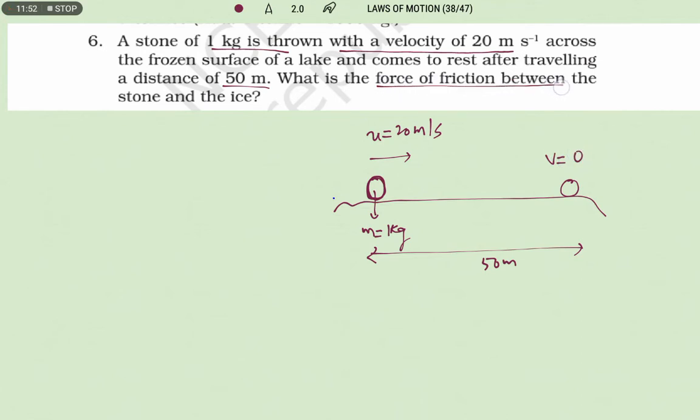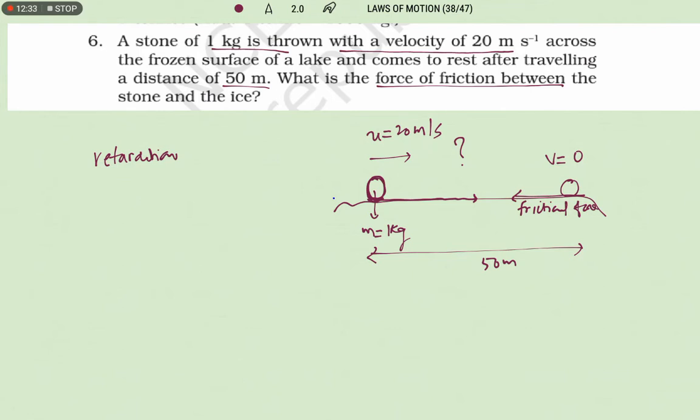Then what is the force of friction between the stone and the ice? That means here, due to the motion of the stone on the surface, it comes to rest because of the frictional force between the surface and the stone. Right, let us find the frictional force. Frictional force is nothing but the stopping force. For that purpose we need to find the retardation produced in the body. Why is it retardation? Because the velocity is going to reduce.